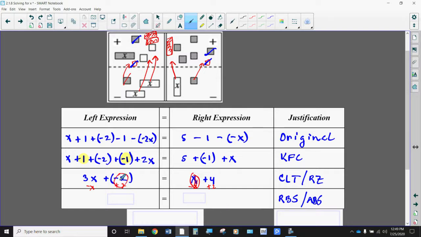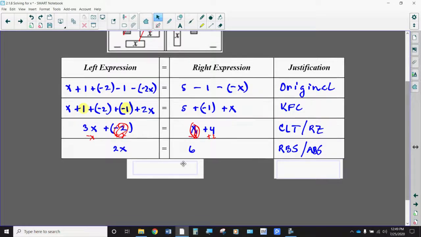These guys zero out. 3x minus 1x gives me 2x's. And 4 plus 2 gives me 6. So this is literally saying 2 times something gives me 6 for an answer. Well, what do you multiply times 2 to give you 6? The answer is 3, correct? So that means that x must be equal to 3.